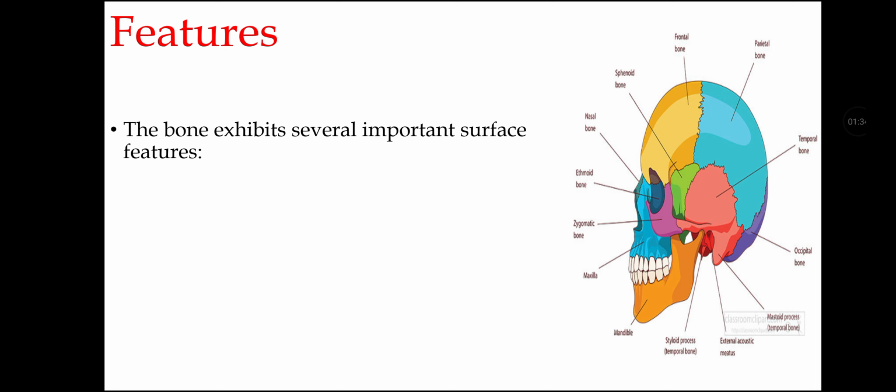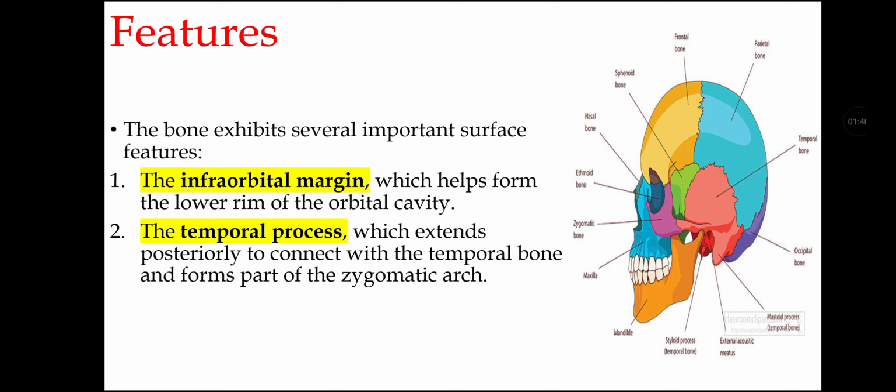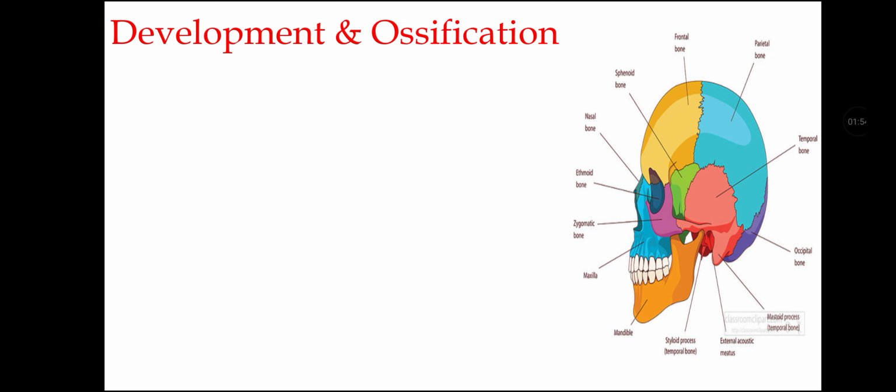Now let's talk about features of zygomatic bone. The bone exhibits several important surface features. The first is the infraorbital margin, which helps form the lower rim of the orbital cavity. Second feature is the temporal process, which extends posteriorly to connect with the temporal bone and forms part of the zygomatic arch. The next feature is the orbital surface, which pairs with adjacent bones to shape and protect the eye socket.